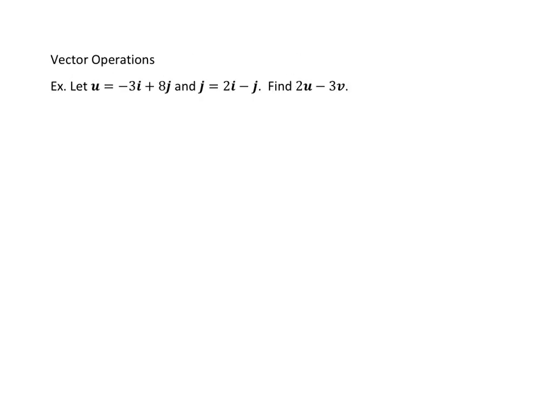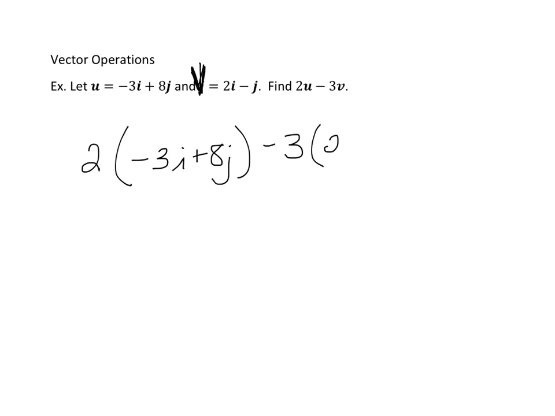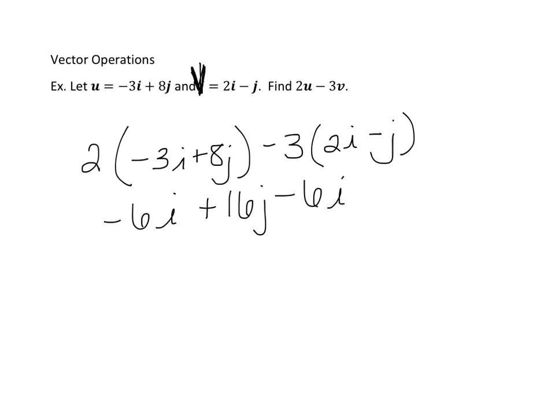Okay, some vector operations, just doing the math. First of all, this should be a v right here, not another j. Okay, find 2u minus 3v. So 2 times u, which is -3i plus 8j, minus 3v, which is 2i minus j. And it's just distribute and simplify. -6i plus 16j minus 6i plus 3j. So that gives me -12i plus 19j.